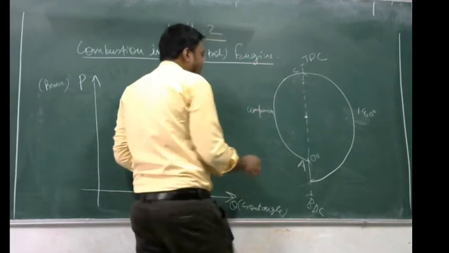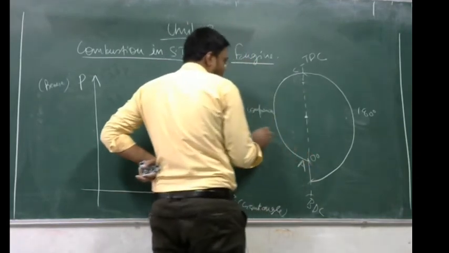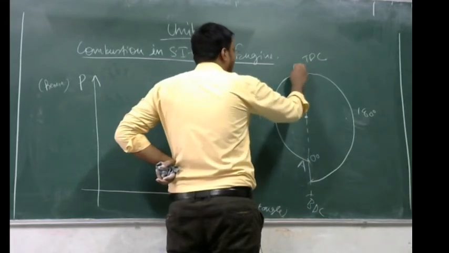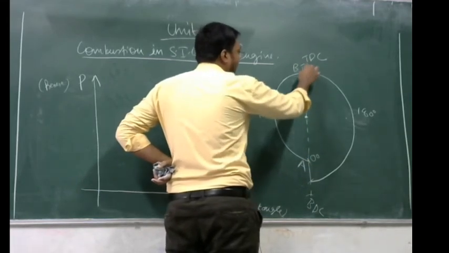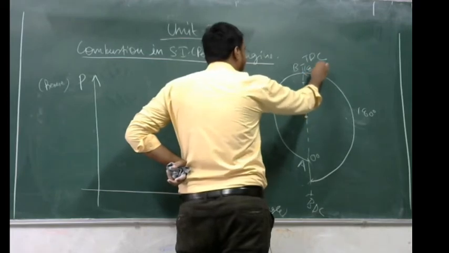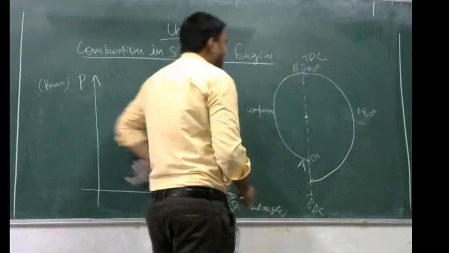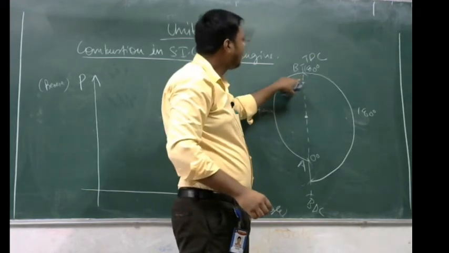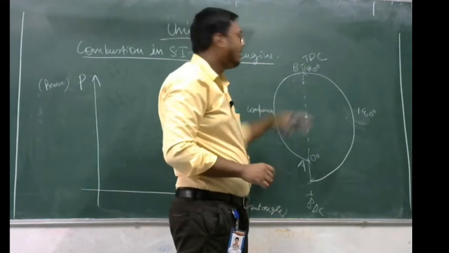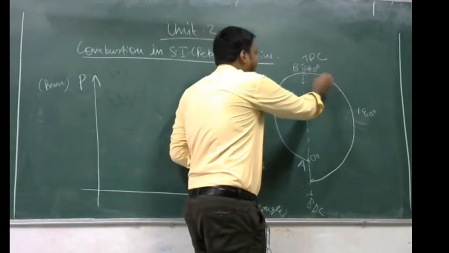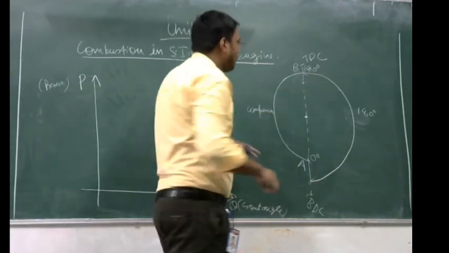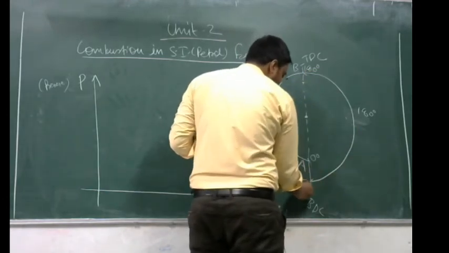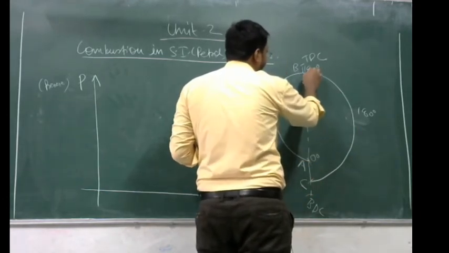Now when we go for compression from A to B, at point B what will be the angle of the crank? It will be 180 degrees. Here compression stops, and at point B combustion takes place. After combustion expansion starts. Expansion is also involved in the combustion process. So after combustion expansion starts from B to C, and here the angle is 180.